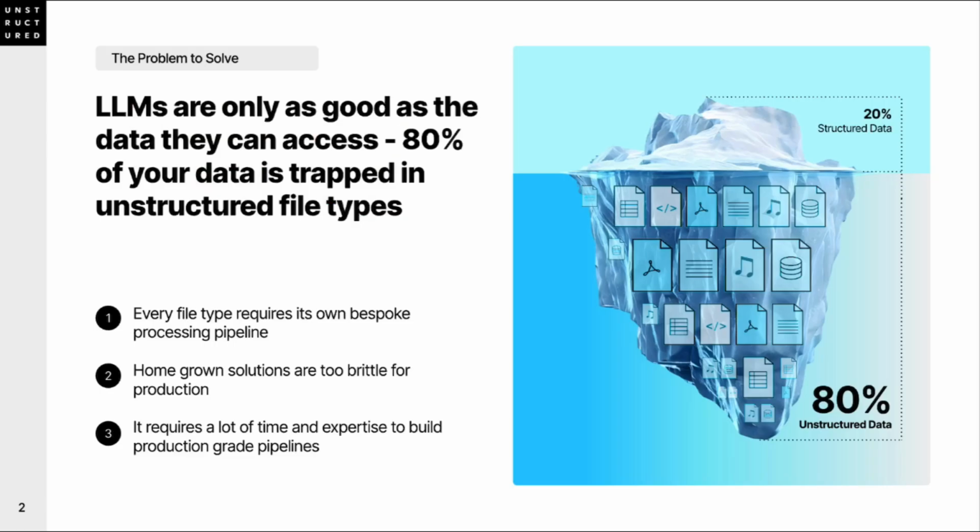Let's start with the fundamental problem. Most Gen AI initiatives rely on structured data, but in reality, 80% of enterprise information lives in unstructured files. Things like PDFs, Word docs, emails. This data is valuable, but it's incredibly hard to work with in its raw form.